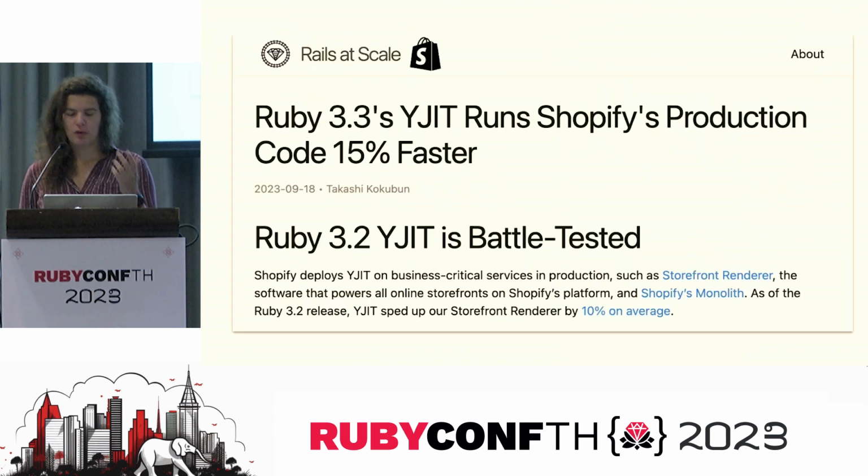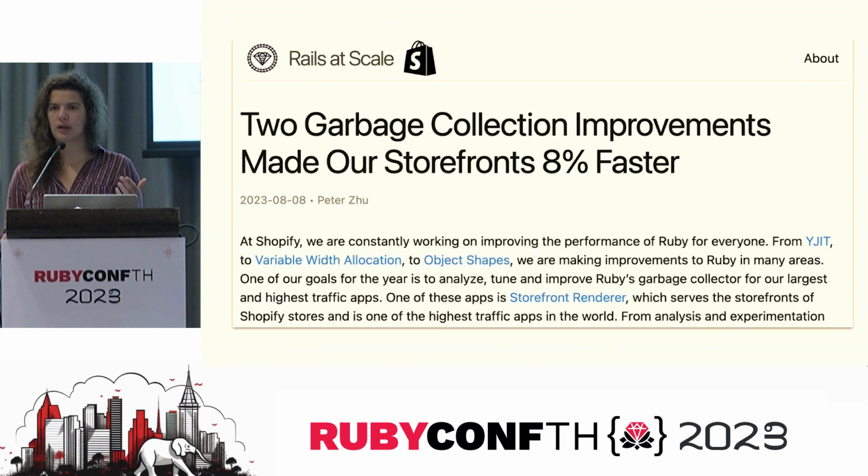My team actually works on all of these things, and we see real business advantages to doing so. I have here just two recent blog posts, two of the past few on my team's blog. Ruby 3.3's YJIT runs Shopify's production code 15% faster across the production code, from working on Ruby itself, from not popping Ruby. Or another one here, two garbage collection improvements made our storefronts 8% faster.